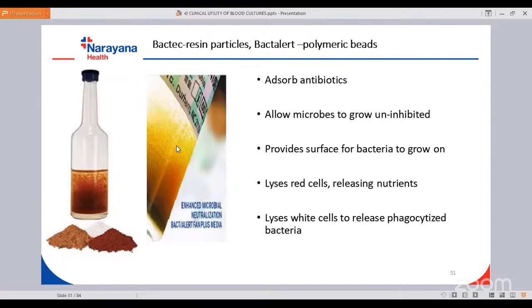The bacteria grow uninhibited. Also, the RBCs get lysed because of these sabudana-like particles. So the nutrients are released, which provide even more fodder and food for the bacteria to grow. And it also lyses the WBC, so in case there are any intracellular bacteria, they get released.